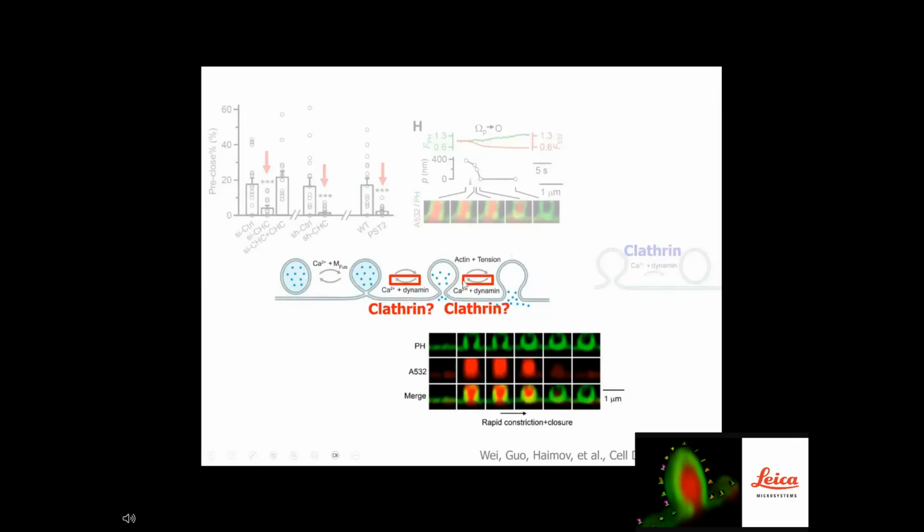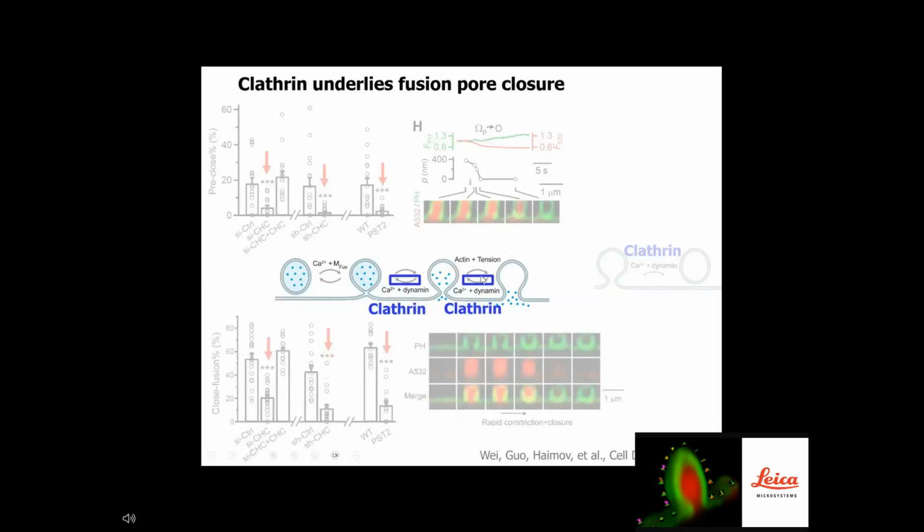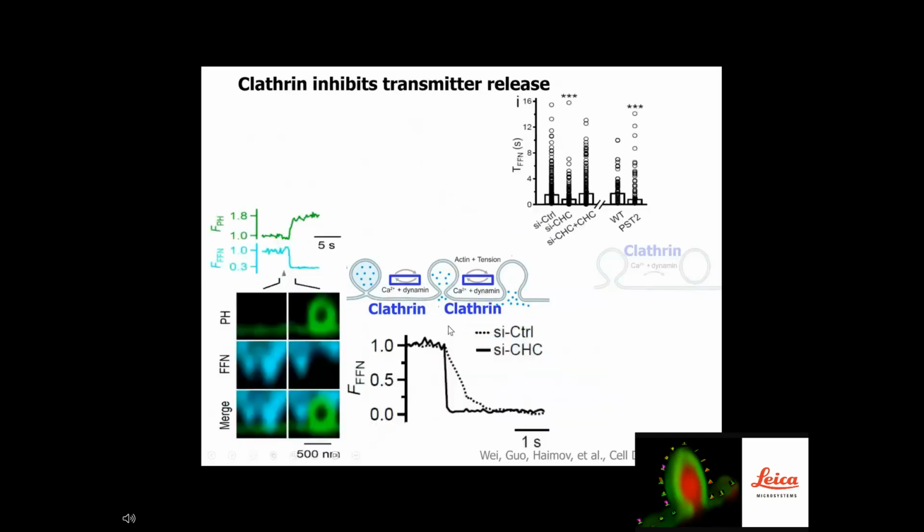Next, we'd like to know whether clathrin is involved in the fusion pore closure. And we found indeed, with these three approaches, that the fusion pore closure is decreased dramatically as well. So clathrin is involved in closing the pore. And because of this closure force, it antagonizes the fusion pore extension. Therefore, it should limit transmitter release.